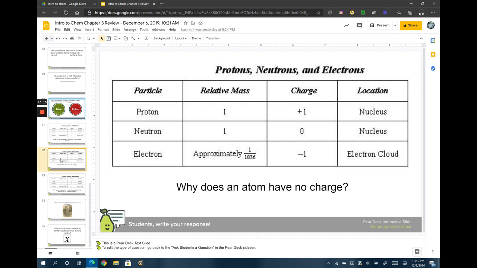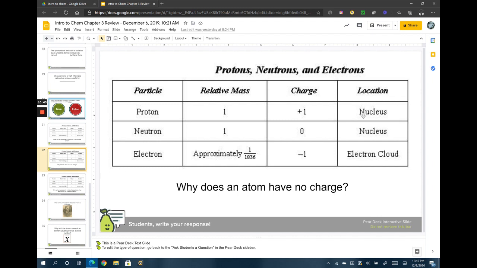Why does an atom have no charge? So if we look at this, we see that the proton is positive, the neutron has no charge itself, and the electrons are negative. We know that the number of protons always equals the number of electrons. So if you have the same number of positive charges that you do negative charges, they will cancel each other out, and the charge of the atom then will be neutral. There will be no charge.